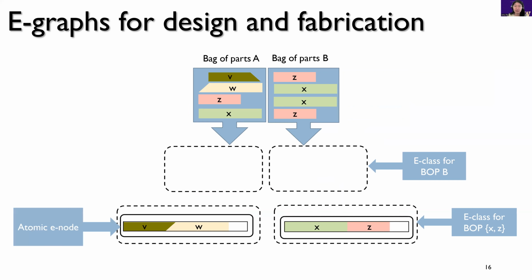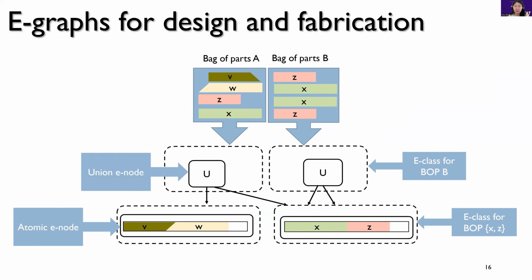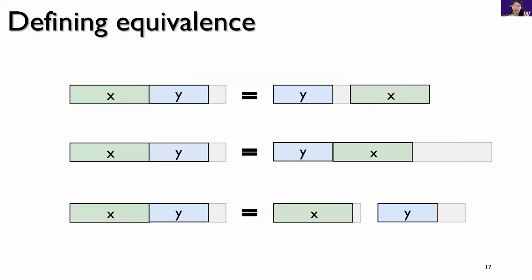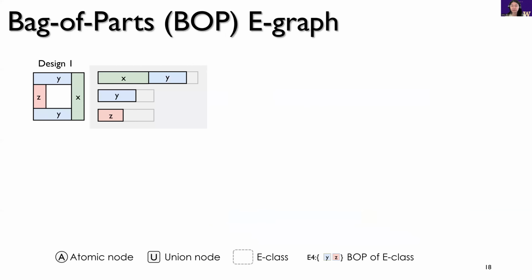A node can either be atomic, representing a packing of parts onto a single piece of stock, or it can be a union node, combining multiple other E-nodes and fabricating all of their parts. Notice how some parts and their subsequent fabrication plans are referenced across many designs. With E-classes and E-nodes defined, we say that two E-nodes are equivalent and belong in the same E-class if they generate a fabrication plan for the same bag of parts. So for example, these plans are all equivalent, even though they may use different kinds of stock or different quantities of stock.